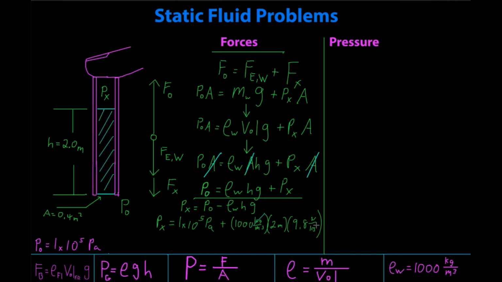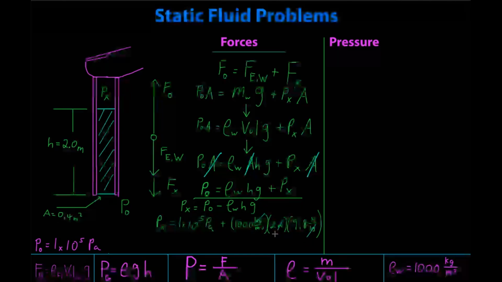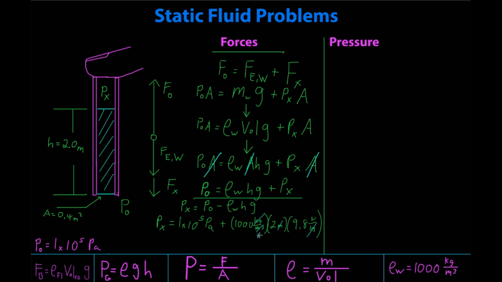Now, kilograms cancels. One of these meters cancels, so we get newtons per meter squared, which is pascals, which gives me 80,400 pascals, which is definitely less than atmospheric pressure. So that will be the pressure between your finger and the top of the water line.